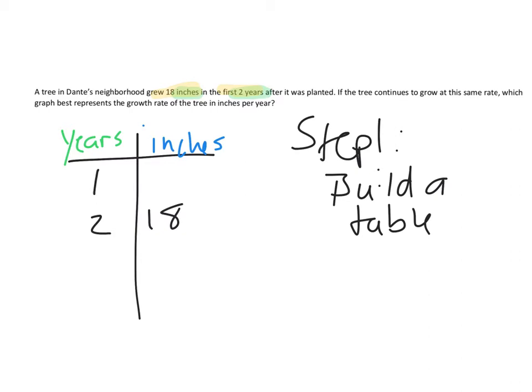All right, so you made an estimate, so let's talk about what it is. How can I figure it out? If I want to know the constant rate at which it's changing, the constant of proportionality or the unit rate, I'm going to take the number of inches I know, and divide it by the number of years. That tells me that in 1 year it's growing 9 inches. Or I can say that it's growing 9 inches every year.